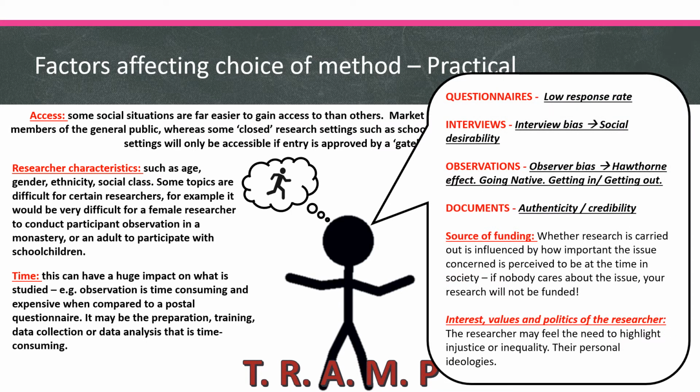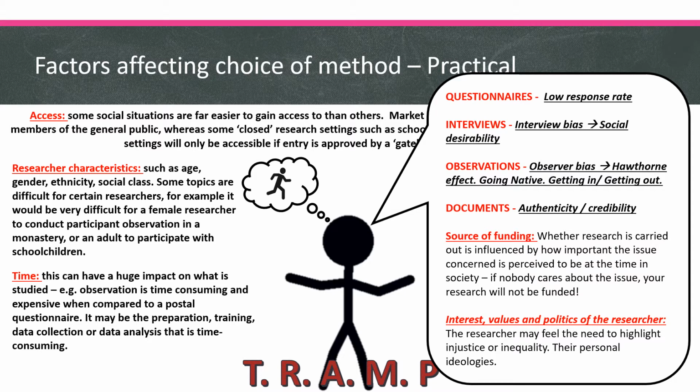Now, in addition to this, there are some extras. Questionnaires have low response rate as a practical problem of the method, which doesn't fit into TRAMP. Interviewers will have interviewer bias that leads to social desirability. Observations have observer bias, which turns to the Hawthorne effect. You also have issues like going native, getting in, getting out. With documents, it's authenticity and credibility. These are practical issues which don't fit that TRAMP model but are specific to certain types of research method.